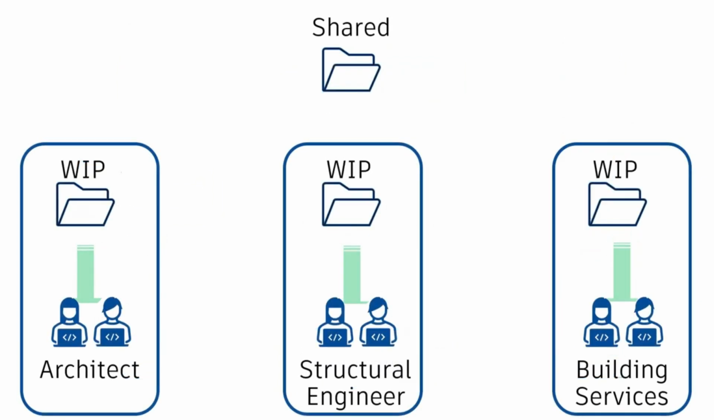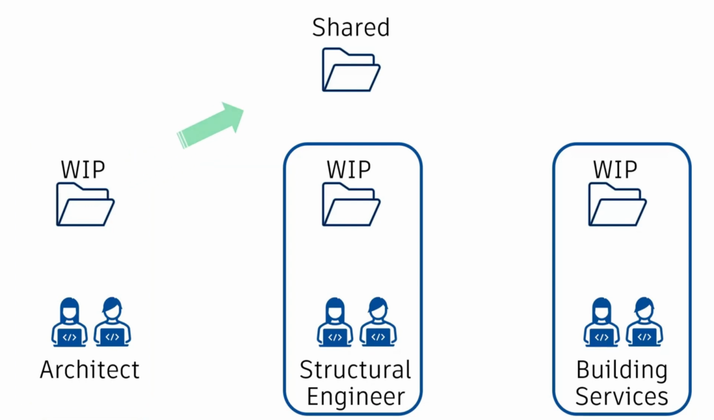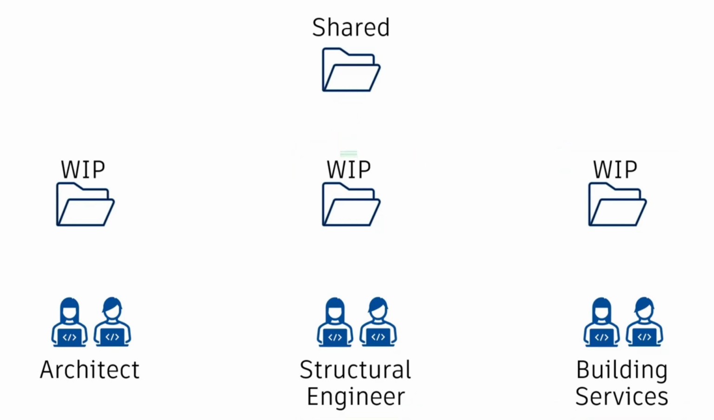For example, files start in Work in Progress folders, or WIP for short, for internal development. Here teams work in isolation with their colleagues in their company, such as architectural, structural, or building services companies. Once they've completed their work package or task, they share their files with the other disciplines. The other disciplines can then link and use these files to aid in the design of their own packages.